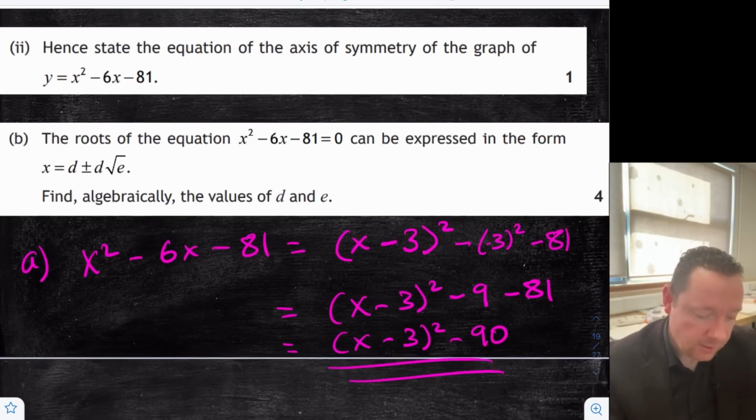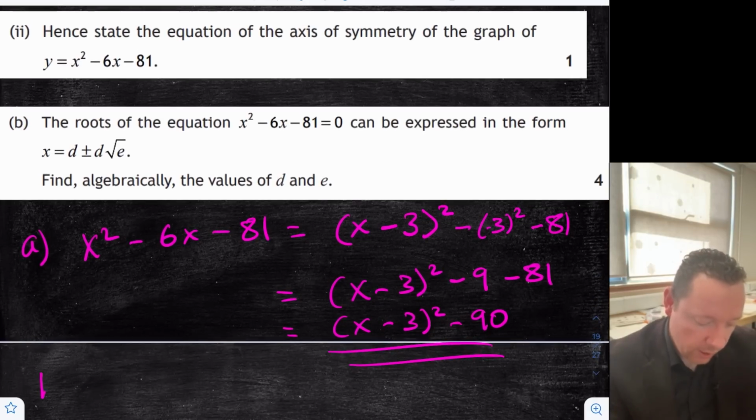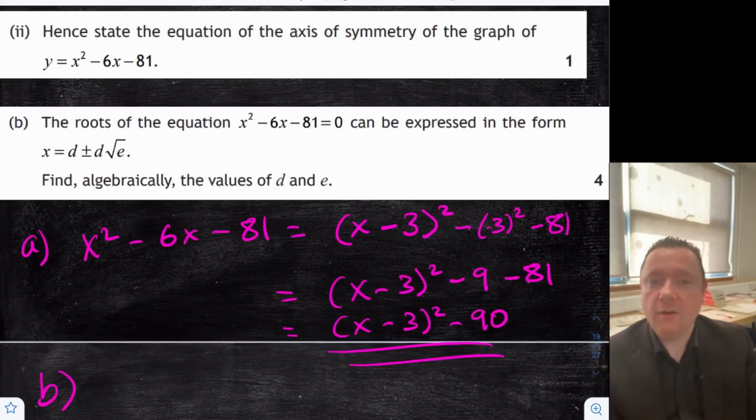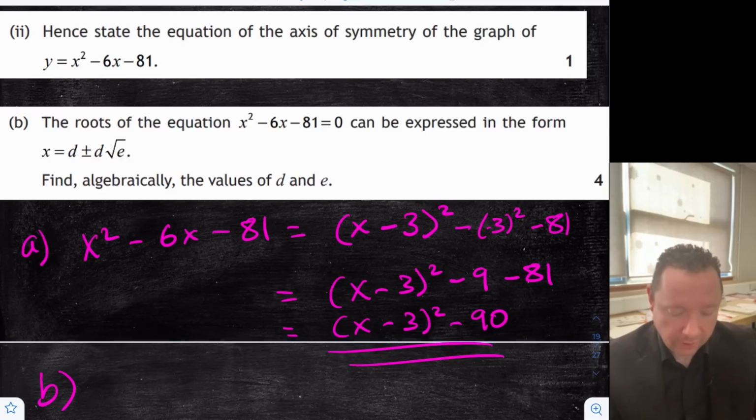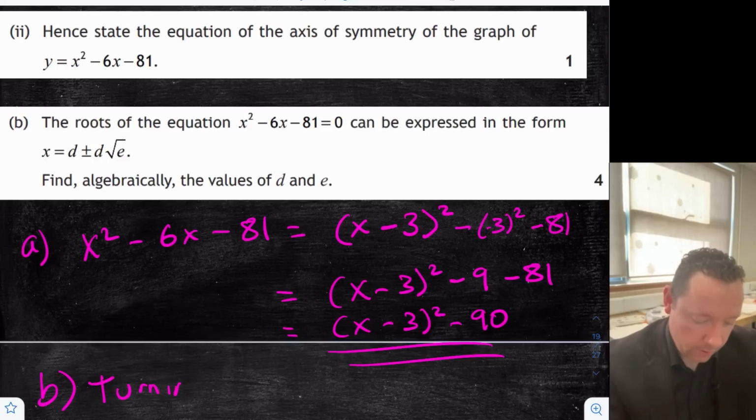Part B, state the equation of the axis of symmetry. When you complete the square, we don't do it for nothing. It tells us something. It tells us the turning point. The turning point is this number here and this number here. That sign changes, so if it's minus, it becomes positive, positive becomes minus, because you're making this bracket 0. So my turning point is (3, minus 90). I'll just write that down. My turning point, which we may ask you in some questions, is (3, minus 90).